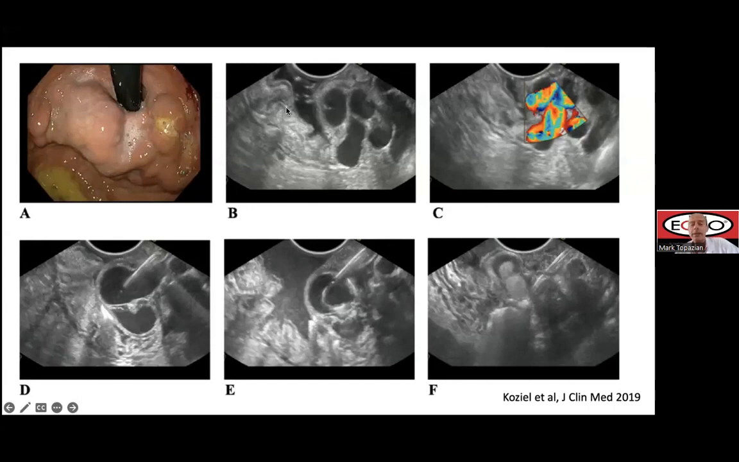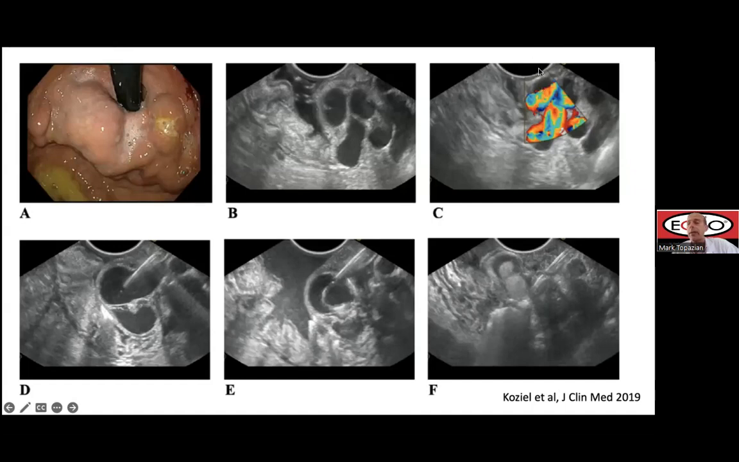And here's what the EUS looks like in panel B. So for those of you who don't do EUS, this black line here is the gastric muscularis propria. That's the outer edge of the gastric wall coming around here. And this is some water in the lumen, this black with some air bubbles. And this is sort of the normal rugal folds of the stomach here. And then here, these are the varices.